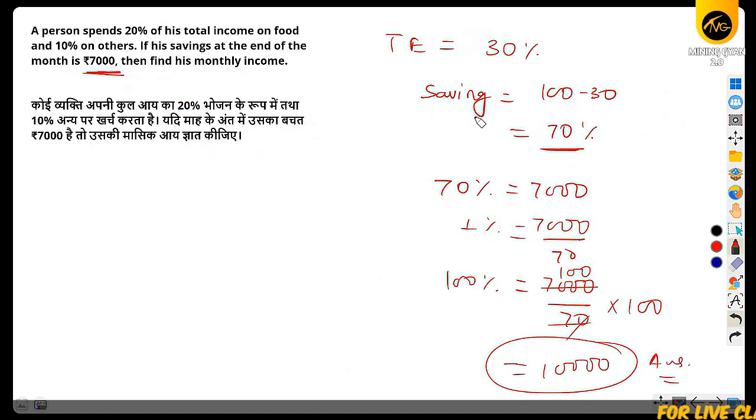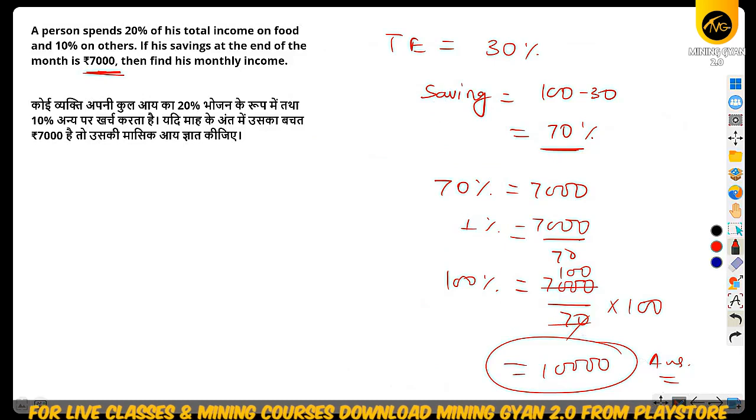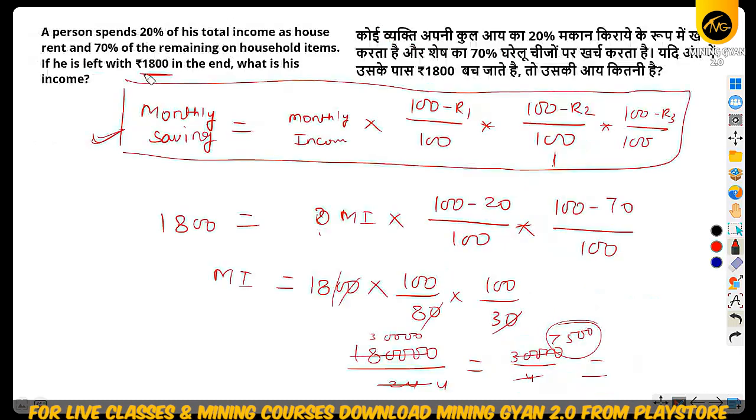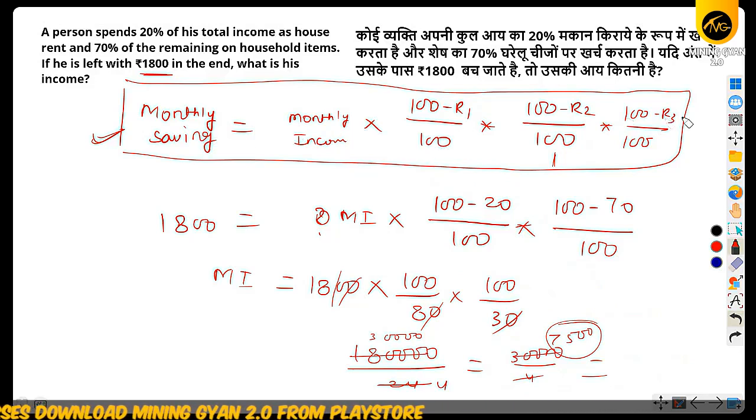If in the question the expenditures are limited, say one or two, then you can use the traditional method to find out the percentage or total salary. If there are more than two expenditure sources, then you have to use this formula: monthly saving is equal to monthly income times first expenditure, second expenditure, third expenditure, like that. This is basically a shortcut method. This is not a traditional method.